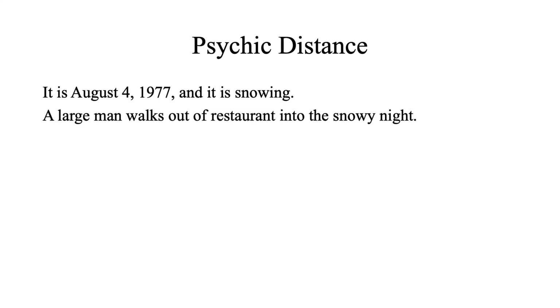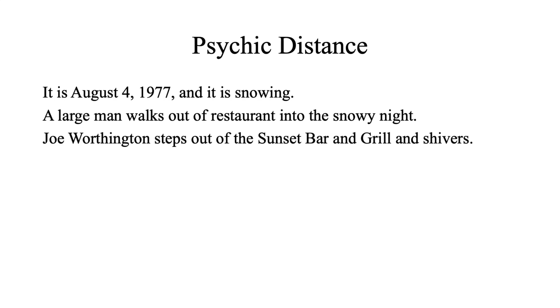Here we have a large man walking out of a restaurant into the snowy night. Now we have a human involved here, we have a restaurant, and we have the snowy night. We have this vague image here. Now we have "Joe Worthington steps out of the Sunset Bar and Grill and shivers." We have Joe Worthington, an individual who steps out of the Sunset Bar and Grill, an actual restaurant that we're picturing, and shivers. And he may be shivering for a number of reasons.